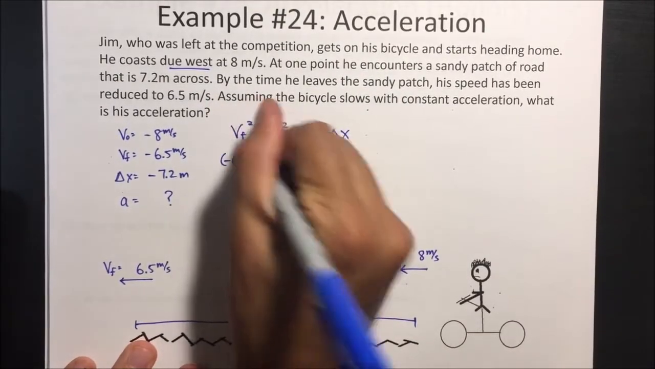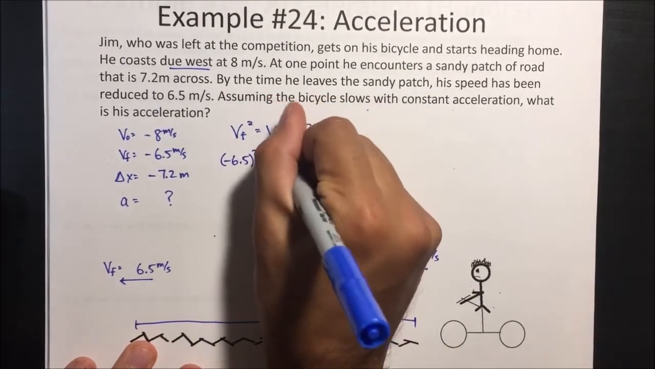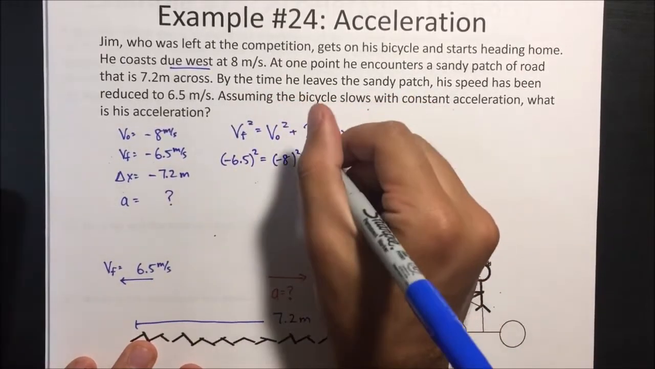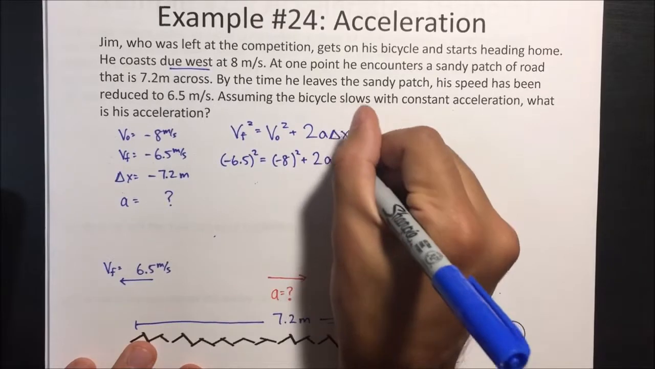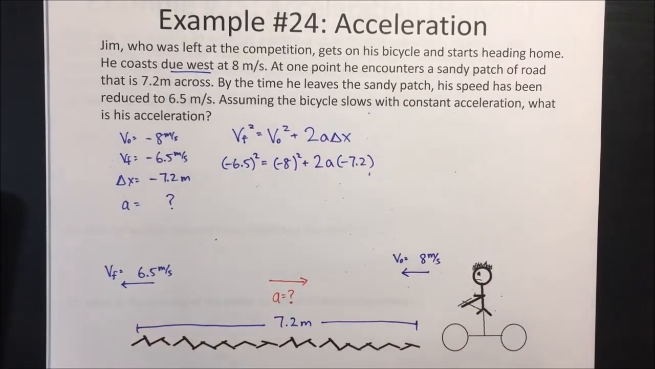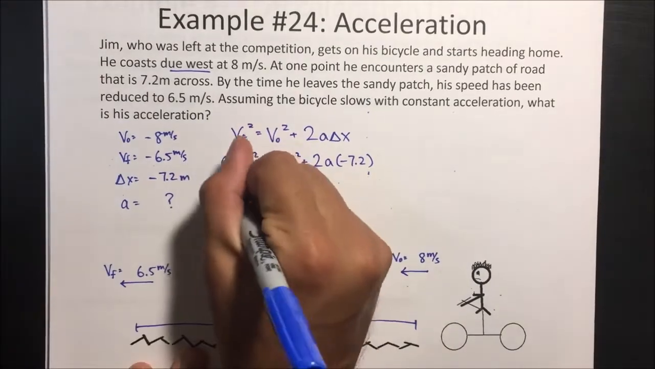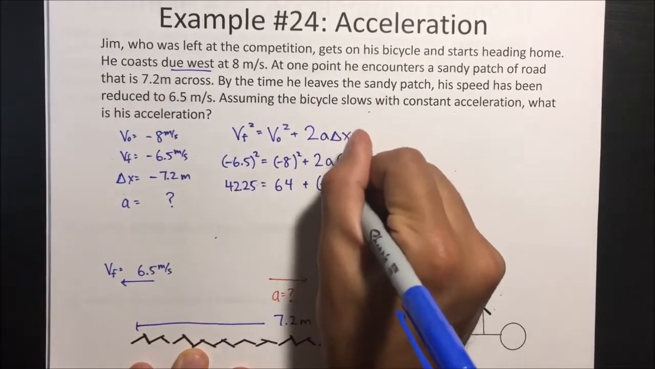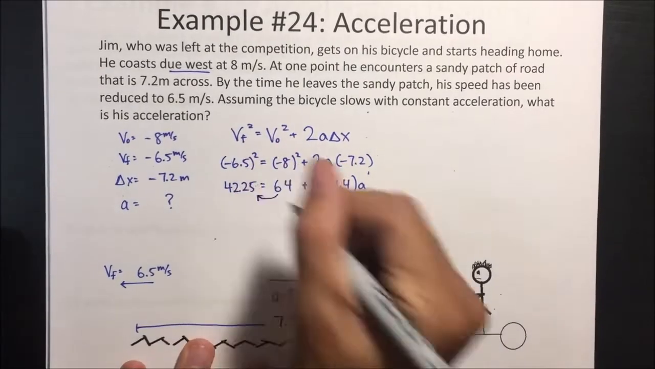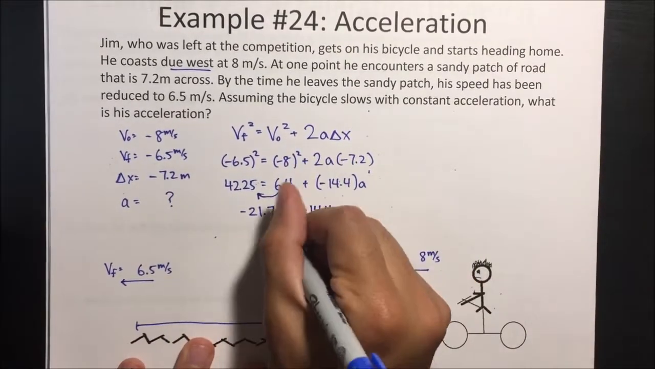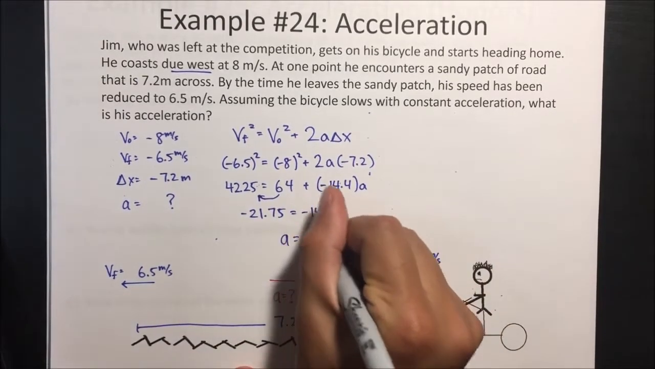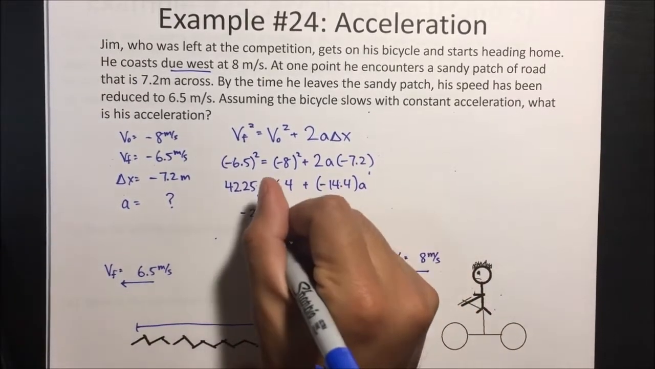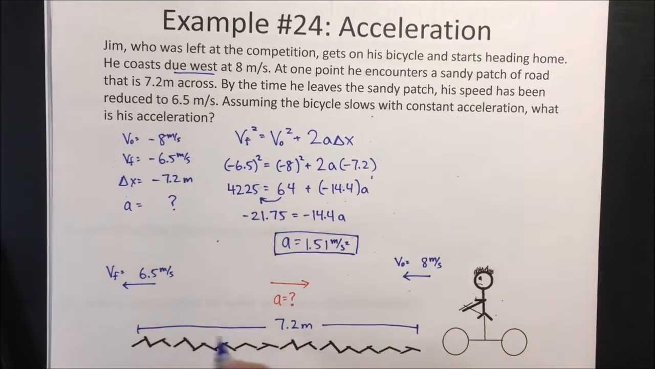Negative 6.5 squared is equal to negative 8 squared plus 2a, which we're looking for, times displacement negative 7.2. Speeding up a little bit the calculations, we get that the acceleration is equal to 1.51 meters per second squared. Again, it's positive because it is going to the right.